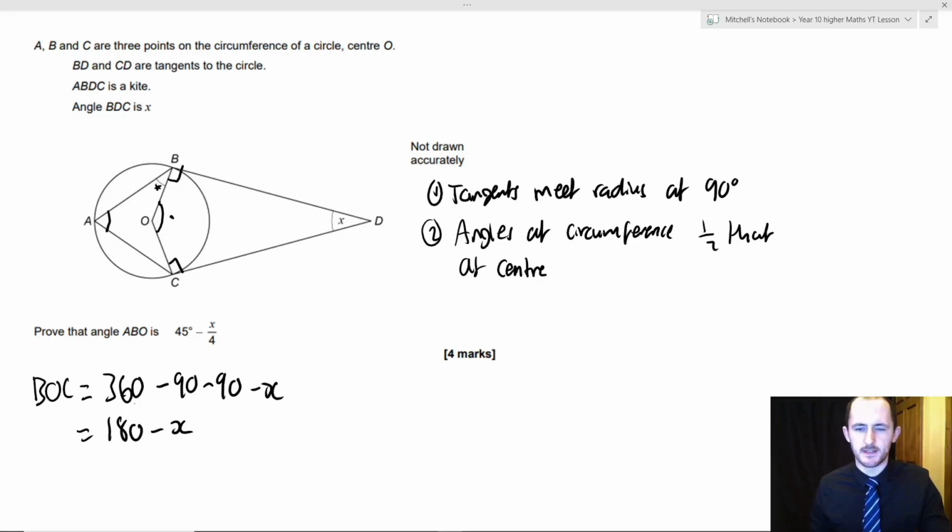So I'm going to stop for a second. Is that all okay? So again, this is a four-sided shape. Four-sided shapes always add up to 360 in terms of their angles. Okay?